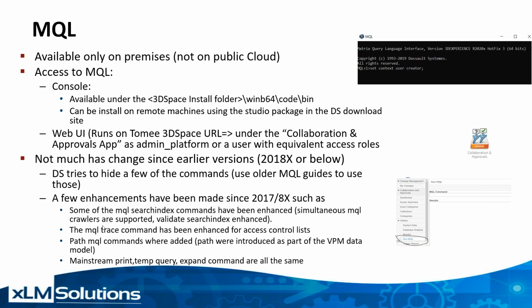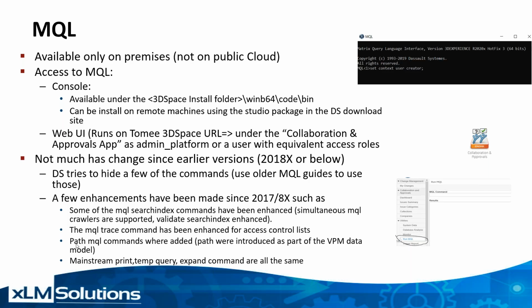The MQL trace command has been enhanced for access control lists. Access control lists are the security lists contained within the system of what you can and cannot see. And again, when you do searches, making use of the XLM CloudView, it references the access control list to see if you can see or access that data or not. Hence MQL has been enhanced to be able to better access and look at those control lists.